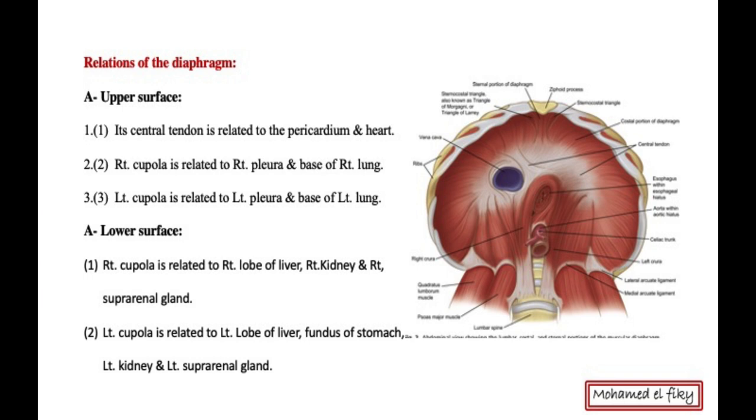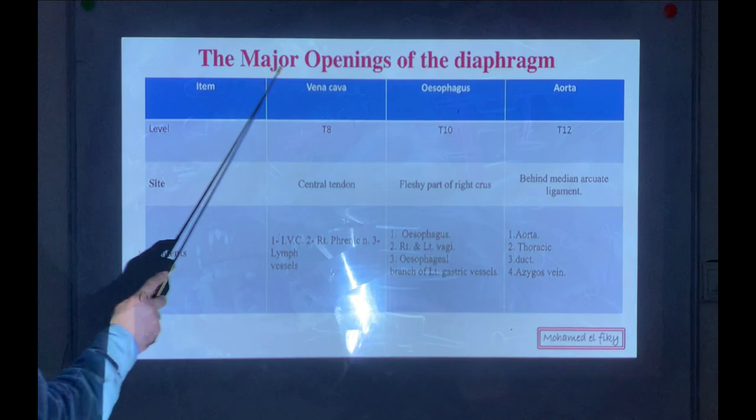Lower surface, right copula and left copula. The right copula is related to the right lobe of the liver, right kidney, and the right suprarenal gland. The left copula is related to the left lobe of the liver, fundus of the stomach, left kidney, and left suprarenal gland.